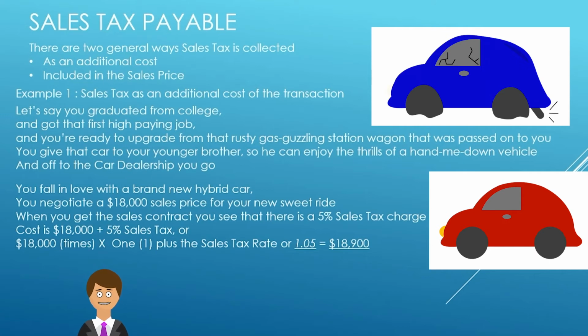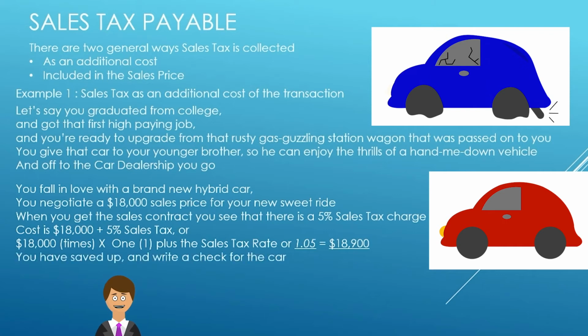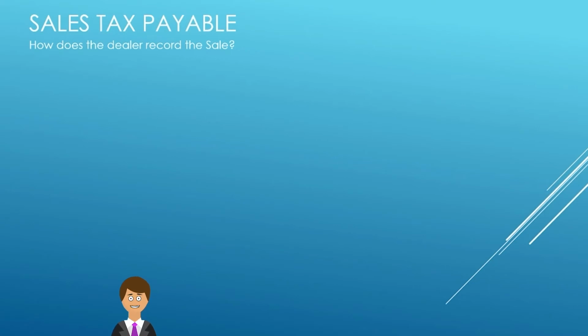So you see a cost of $18,900. So you've saved up and you write that check for the car of $18,900. So how does the dealer record that sale? So take a second to look at those numbers. Again, $18,000 sale price, $18,900 is what you paid for it. So there's a $900 sales tax in there. So how does the dealer record the sale?